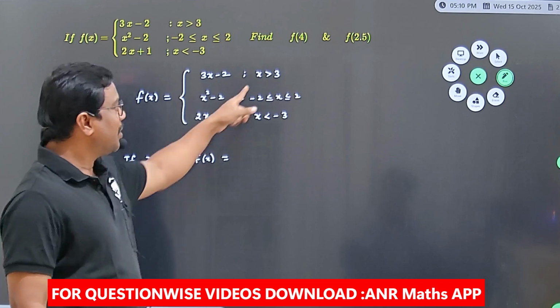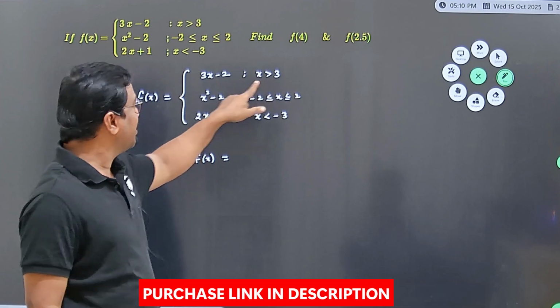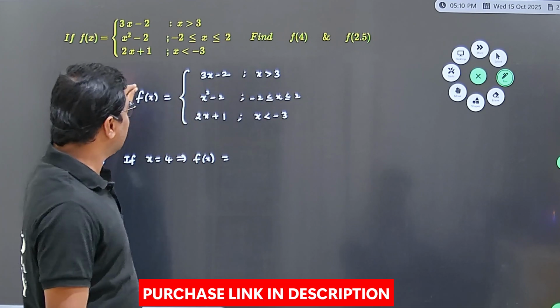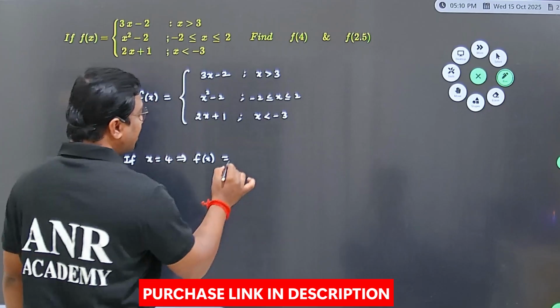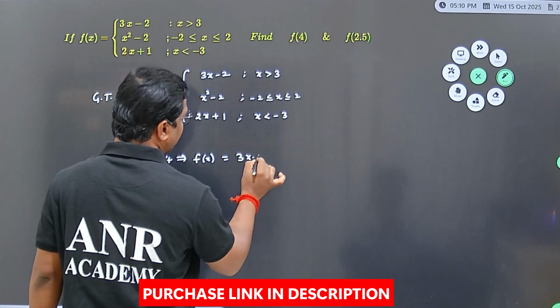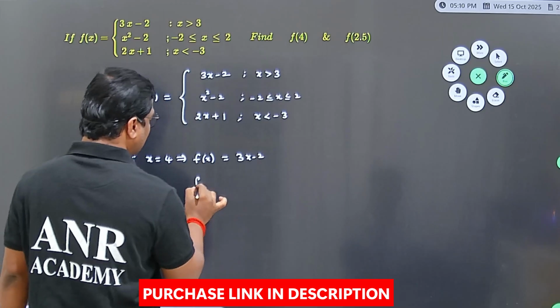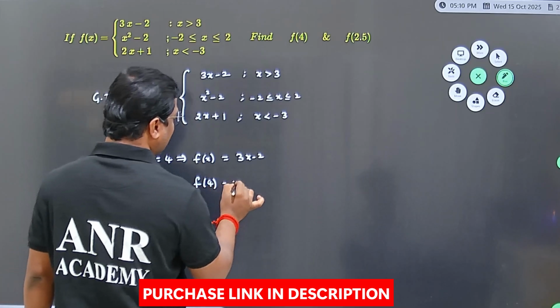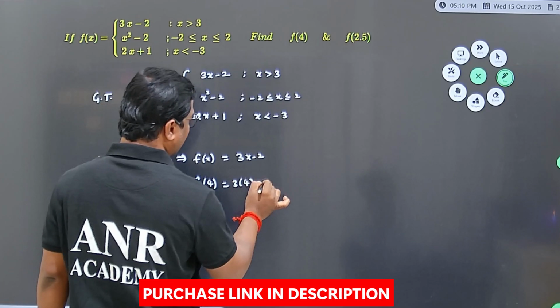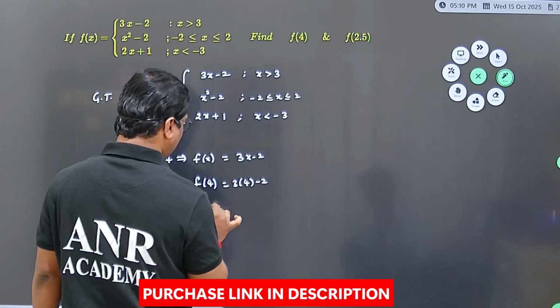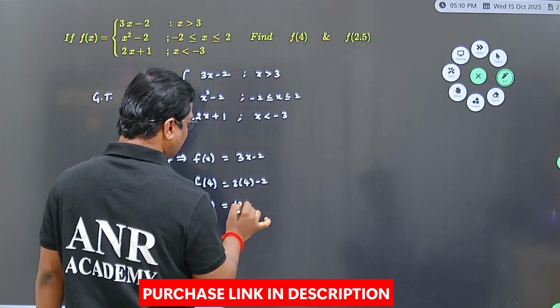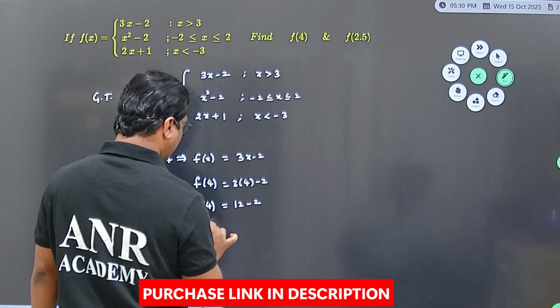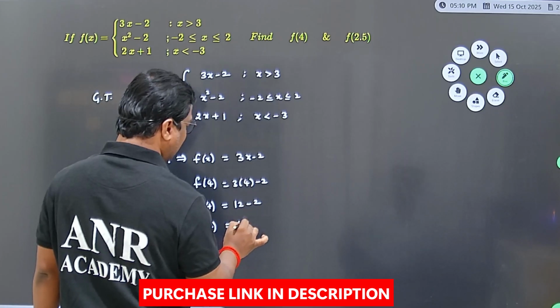Input is 4, so that is more than 3. For more than 3, we have to use the function f of x as 3x minus 2. Now f of 4 becomes 3 into 4 minus 2. Therefore, f of 4 equals 12 minus 2, that is, f of 4 value equals 10.